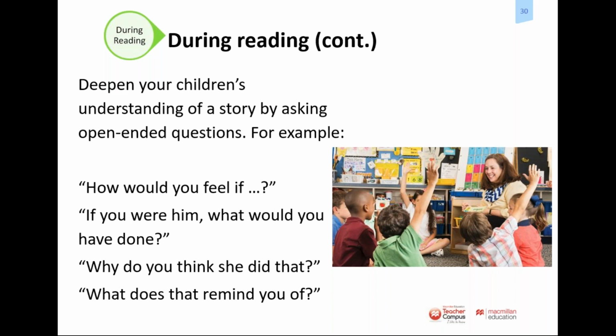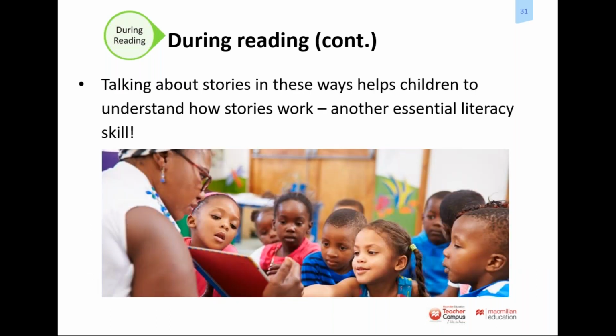We want them to start thinking. We want them to share things like, how would you feel if you were the stepmother in the Snow White story? How would you feel if you were Snow White and the dwarfs didn't come home? If you were him, what would you have done? Why do you think she did that? What does that remind you of? You need to guide them with questions. And I want to say thank you for planting the seeds for critical thinking already on the grade R level. They love to give you an answer to those questions.